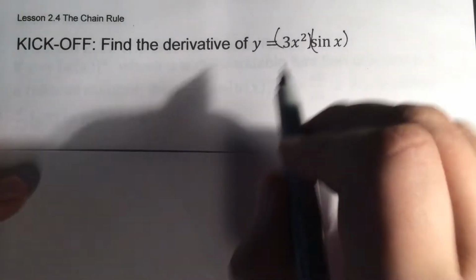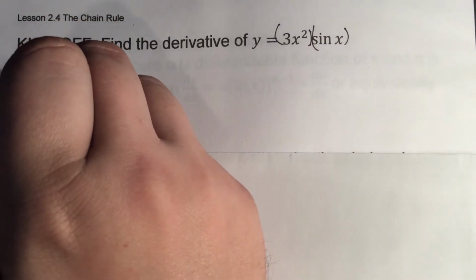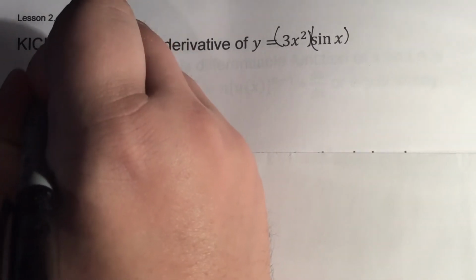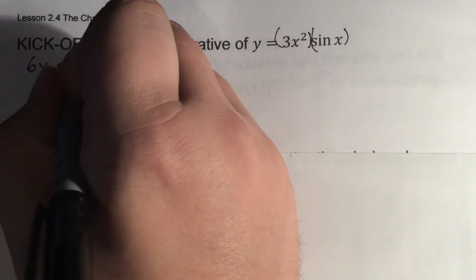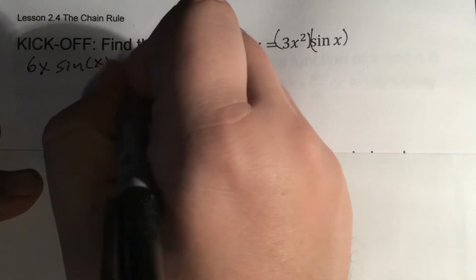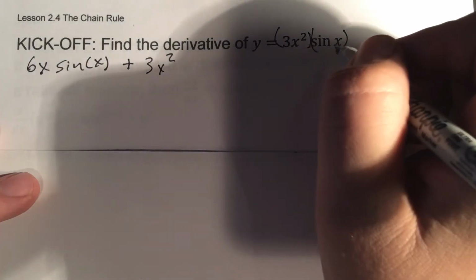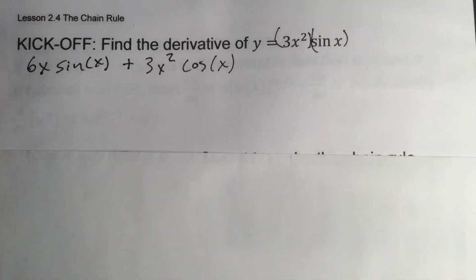So first, product rule. Remember, it's derivative of the first times the second. So derivative of the first, 3x squared, would go to 6x times the second, sine of x, plus the first one times derivative of the second. Derivative of sine goes to cosine. And that would be it.